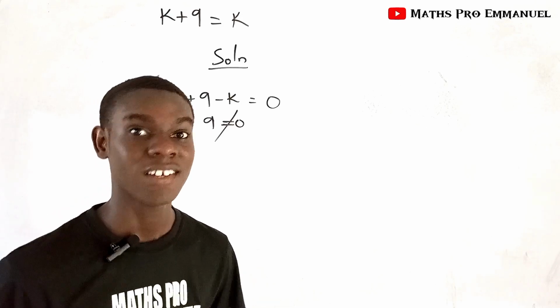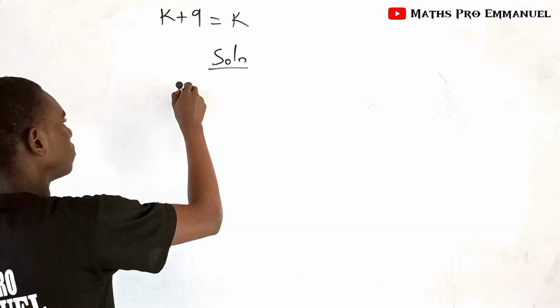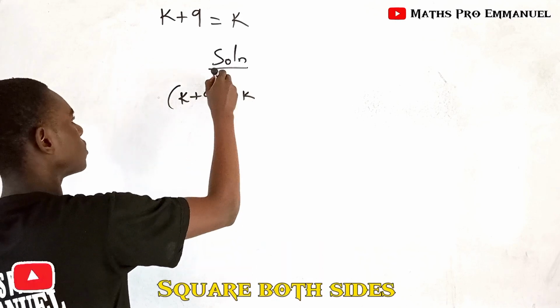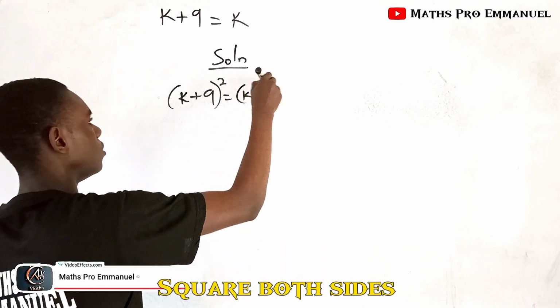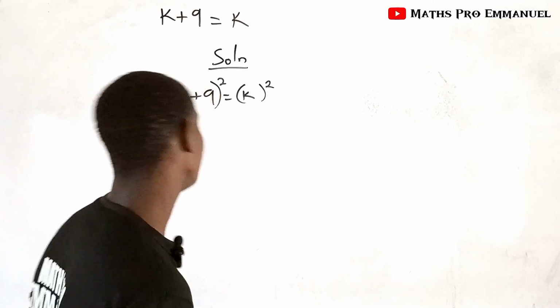So now let me solve the real way, and let me solve the way they solve too. So this is the real way. k plus 9 is equal to k. I would like to square both sides of the equation. So just follow me.